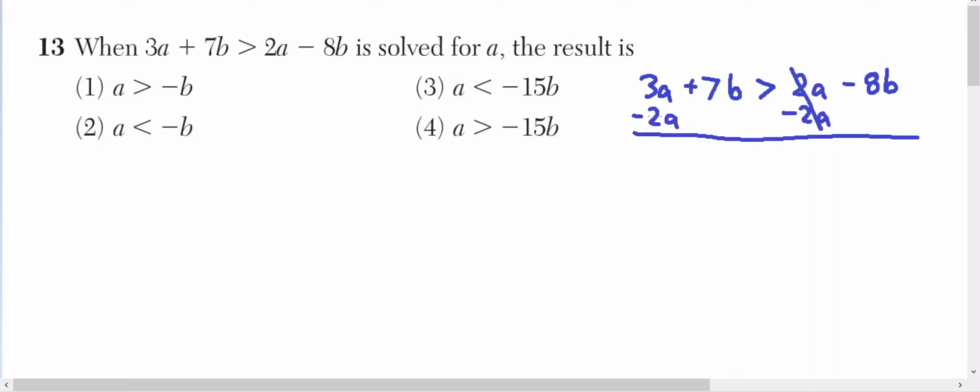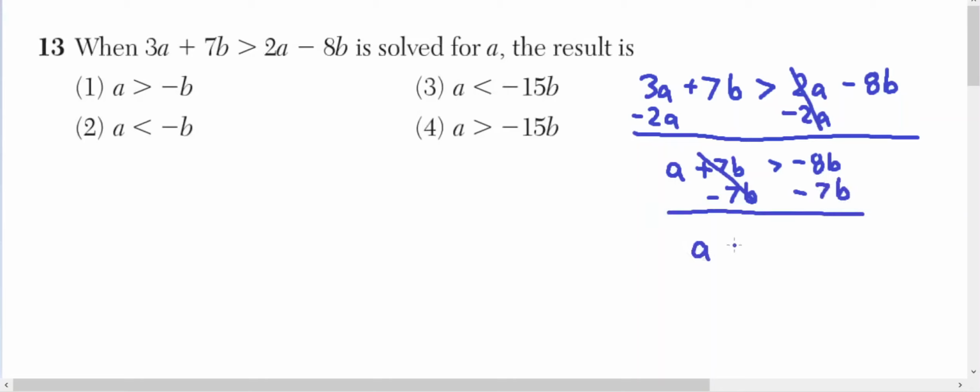So we have 3a minus 2a. That's just 1a, but we can suppress writing the 1. And then 7b is greater than negative 8b. And likewise, we want to get the b's to the right-hand side. So to undo plus 7b, the antidote is minus 7b. We cancel that out. Again, if you do something to one side, you have to do it to the other. So get minus 7b. So altogether, we're left with a is greater than negative 8b minus 7b.